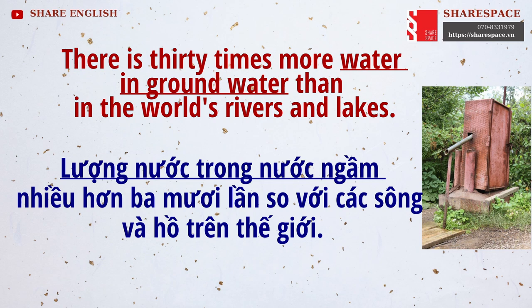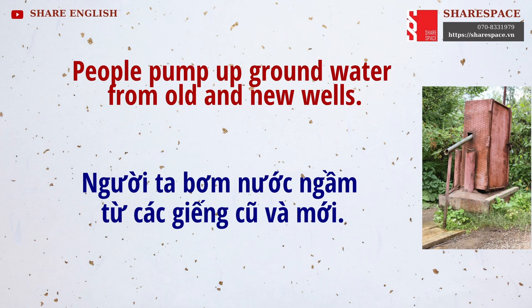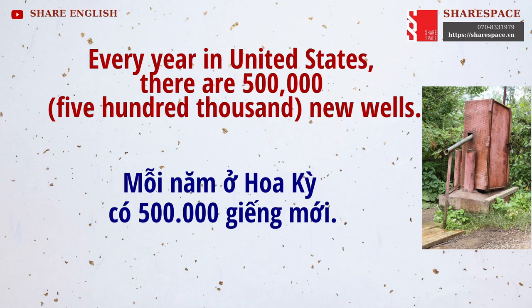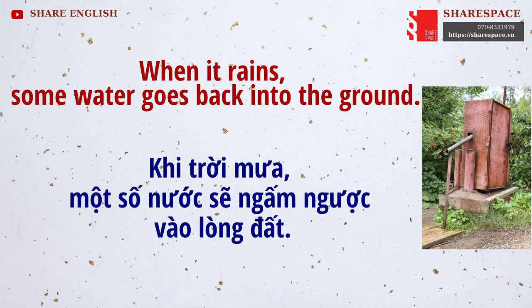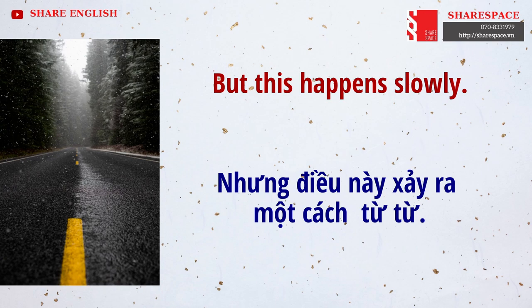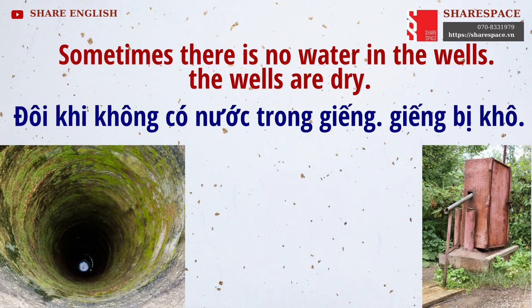There is 30 times more water in groundwater than in the world's rivers and lakes. People pump up groundwater from old and new wells. Every year in the United States, there are 500,000 new wells. But groundwater will not always be there. When it rains, some water goes back into the ground. But this happens slowly. Sometimes there is no water in the wells. The wells are dry.